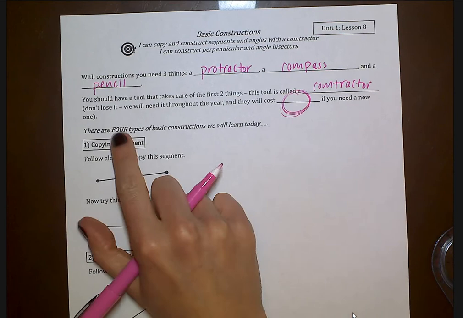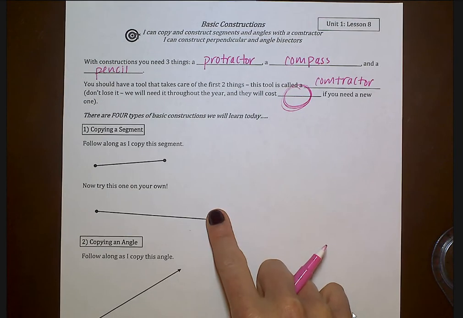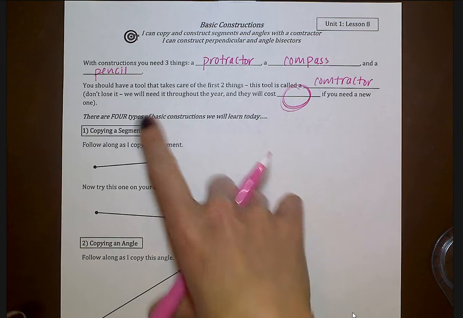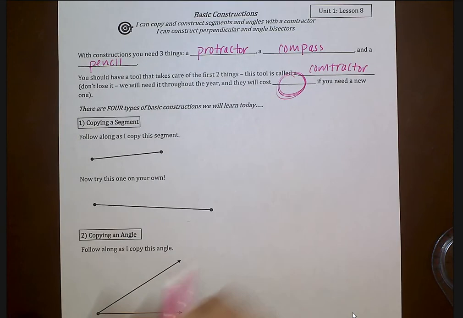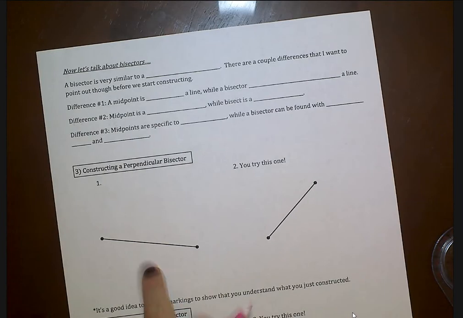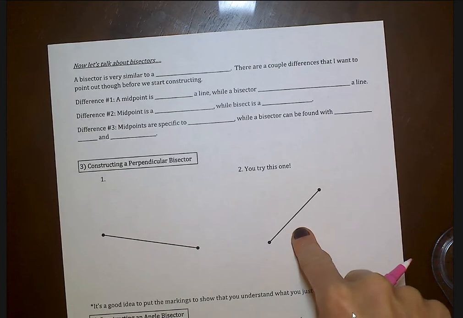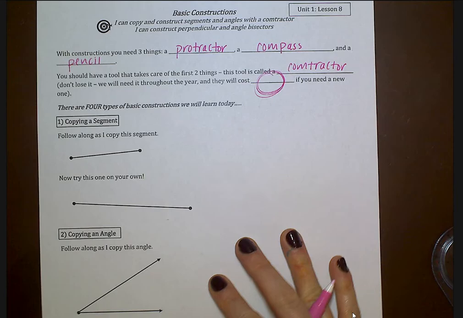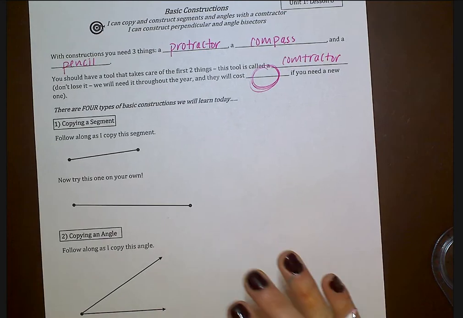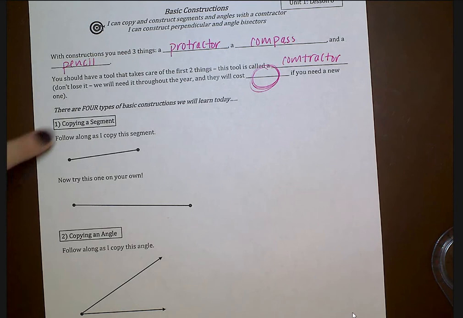There's 4 types of constructions I'm about to show you. There's more to come in the future, but for today, the first 2 are about copying a segment and an angle. On every single example, I'm going to show you one example, and then you're going to try your own. You're going to copy the process that I do, though. It's good to have it on video because you can watch it again if you need to. So the first one is you want to copy a segment.